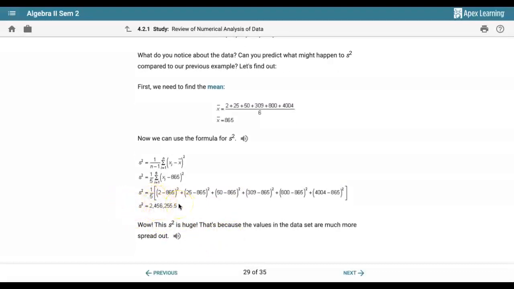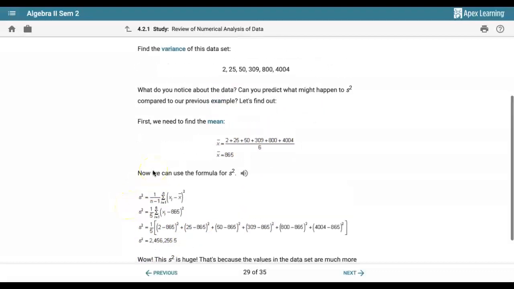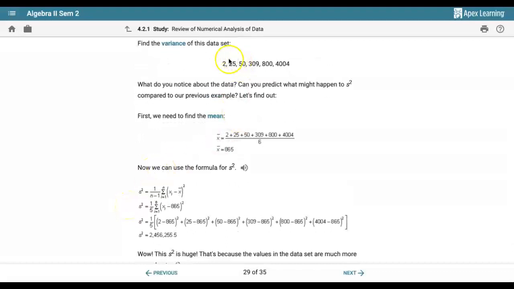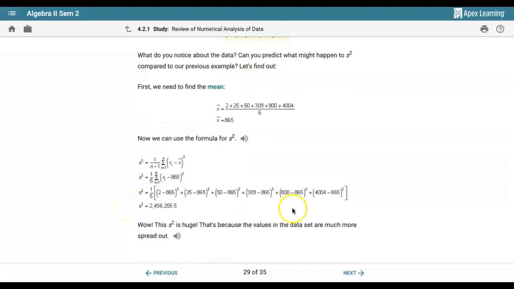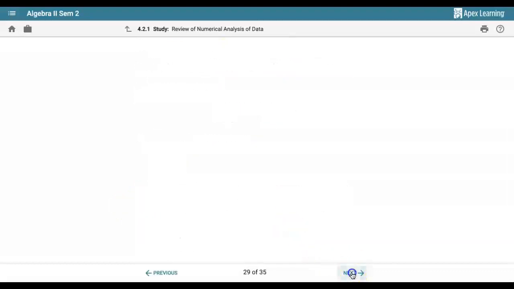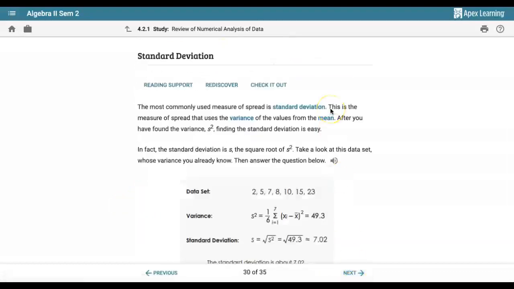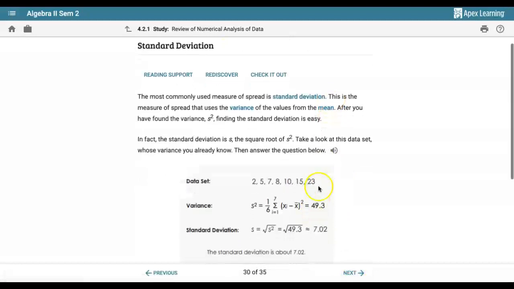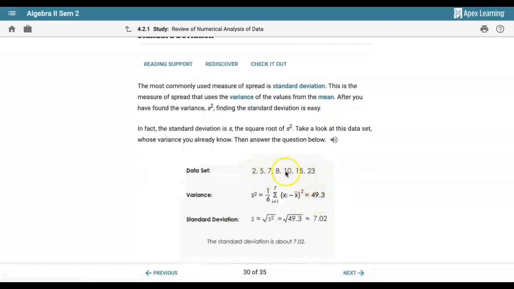We have a huge variation, and the reason being is because, look, we're covering values from 2 all the way to 4,000. And so this huge s squared value, or this huge variance here, is saying that this data set is not very close together at all. That's all it's saying, because the data is so spread out. But if you have something here where they're closer together, this value of 49 seems a lot more reasonable.